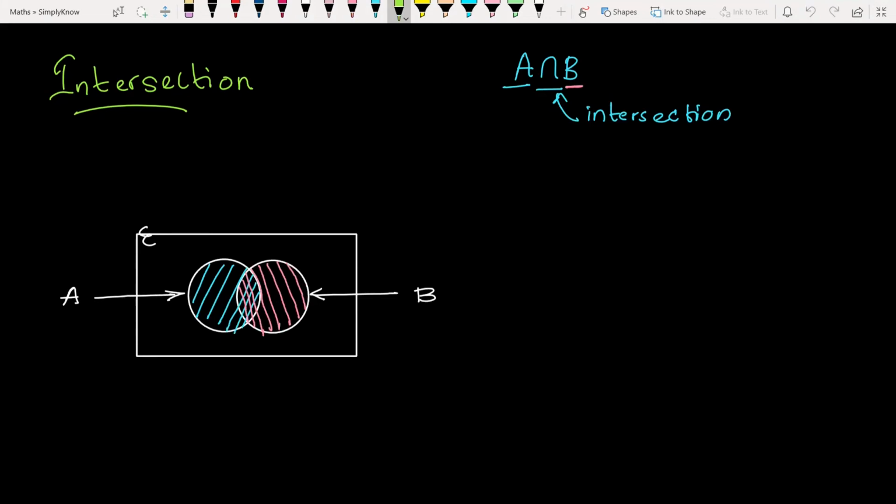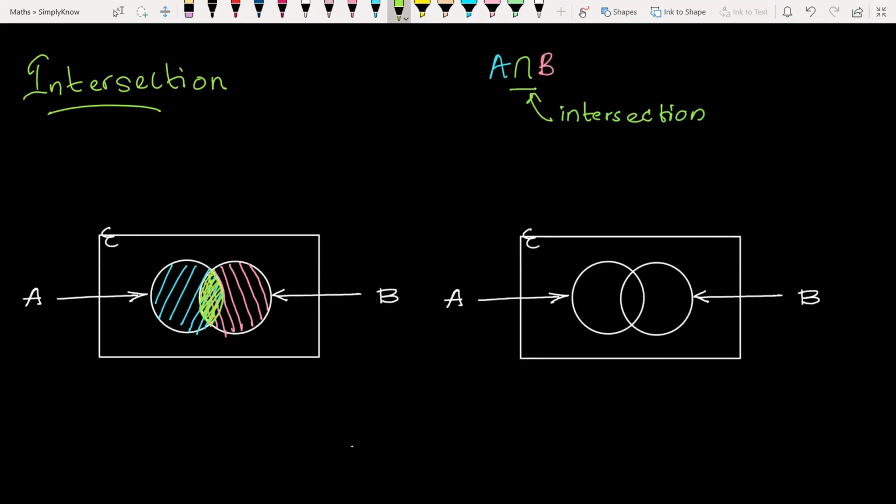Now, did you notice this? This small region is shaded twice. Now, this is actually our intersection. Now, this region is common to both sets. So, in our final answer, we need to shade only this overlapping area. This area is common to both sets. So, this is our answer.